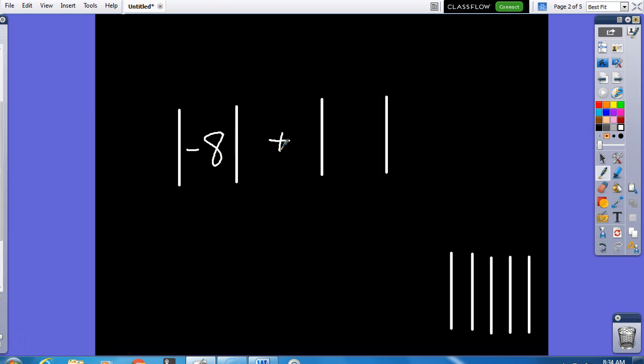So let's set up a problem here. I've just got me some absolute value bars down here ready to go. If I wanted to find the absolute value of, I'll go ahead and stick with my -8, and I want to add it to the absolute value of 2. The first thing that we do here is we calculate the absolute values. The absolute value of -8 is 8. The absolute value of 2 is 2. 8 plus 2 is 10. So that's how stuff like that works.